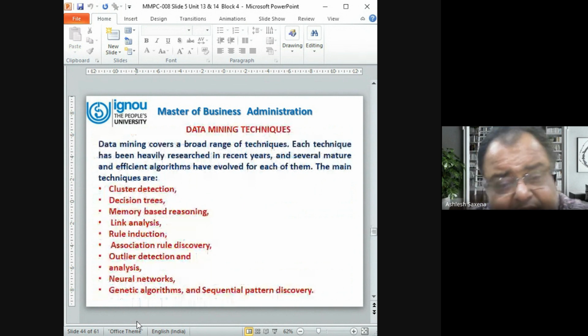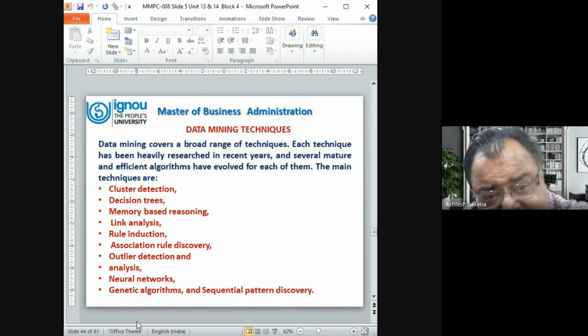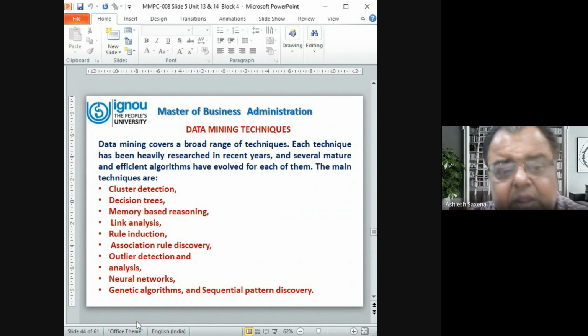What are the data mining techniques? Data mining covers a broad range of techniques. Each technique has been heavily researched in recent years and several mature and effective algorithms have evolved for each of them. The main techniques are cluster detection, decision tree, memory-based reasoning, link analysis, rule induction, association rule discovery, outlier detection and analysis, neural networks, genetic algorithms, and sequential pattern discovery.